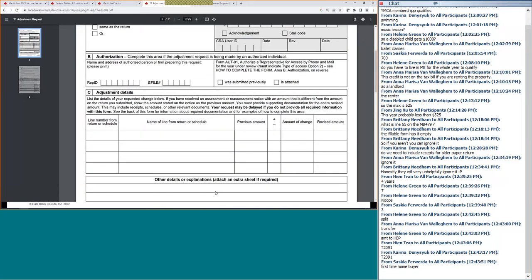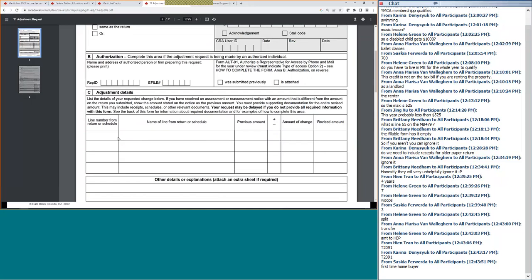Okay? And then you're going to put the adjustment details. You need the line number from the return or the schedule, the name of that line to make sure that you pick the right line number, the old amount, the new amount, and then in the middle you're going to say how much it changed. Did it go up or down, plus or minus, by how much?